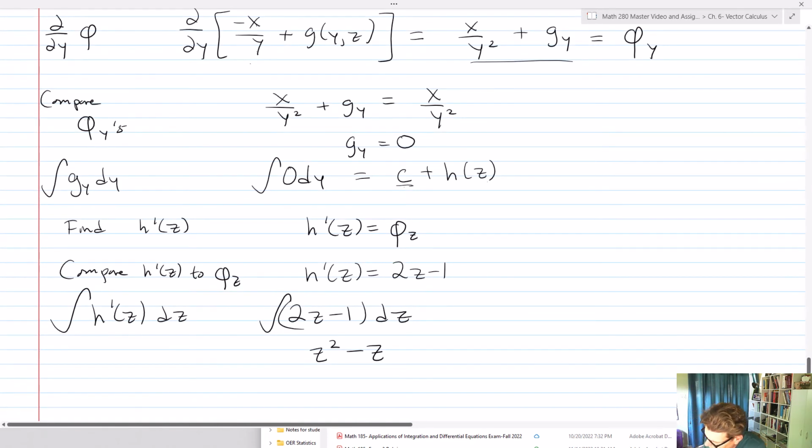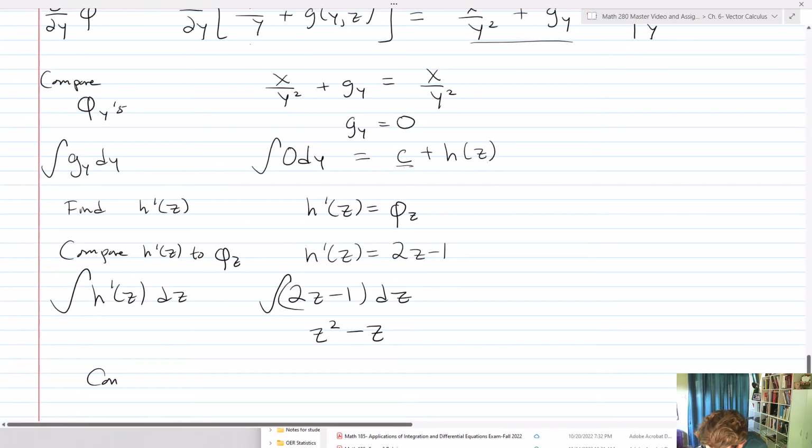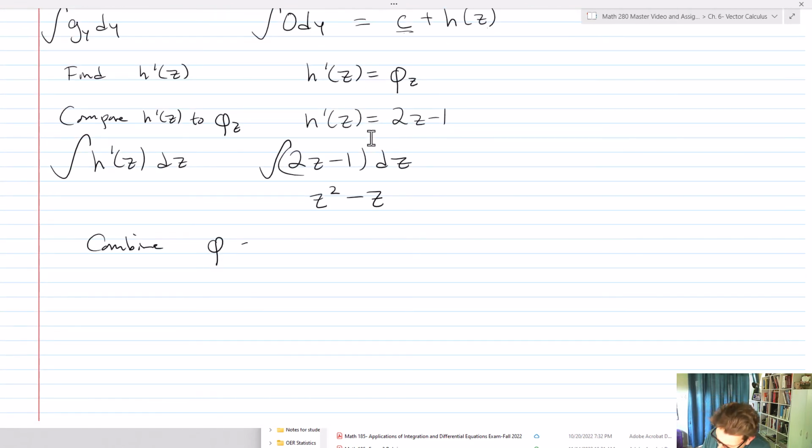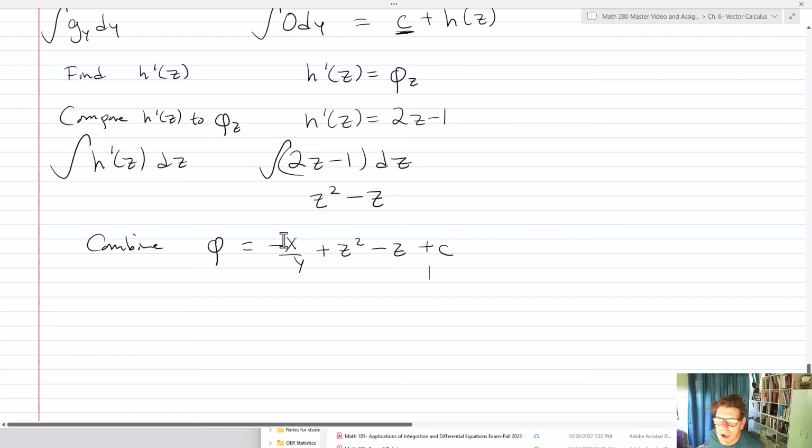Now what we need to do is combine phi. The first part of phi was our negative x over y. That portion right there is from phi. So negative x over y. We have a constant here, which is the y part; we'll deal with that later. Plus z squared minus z plus c. And that is our potential function.